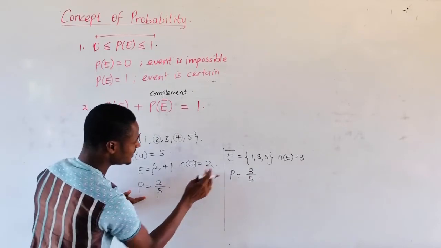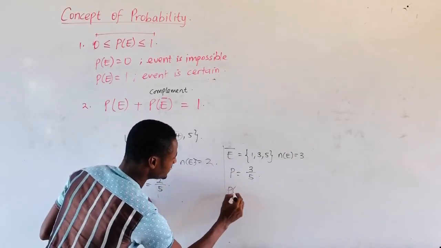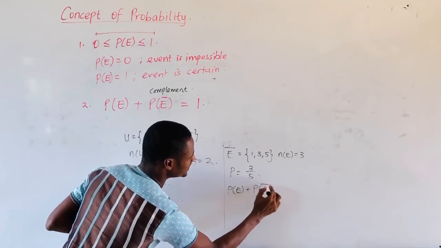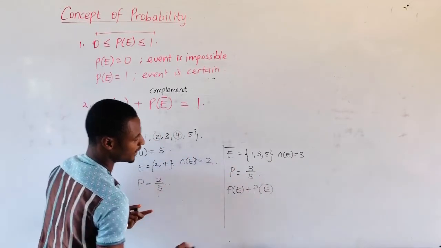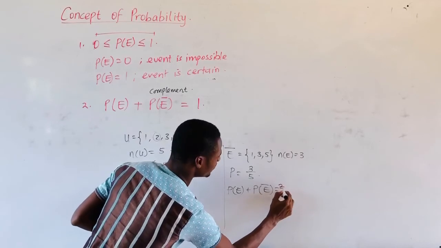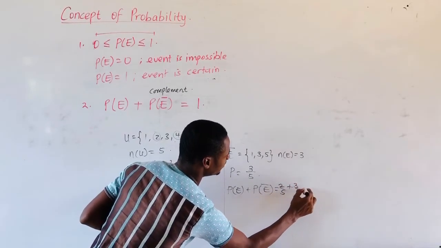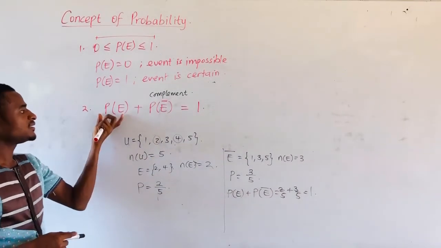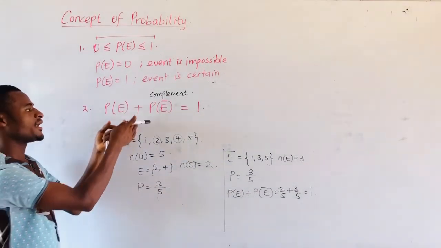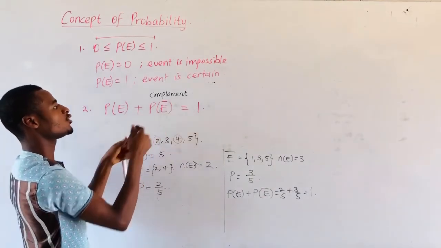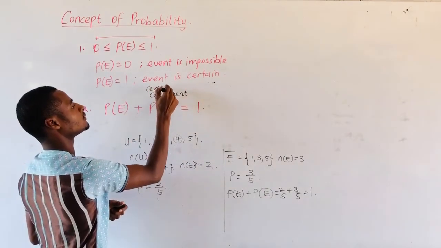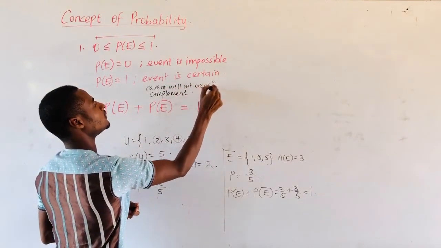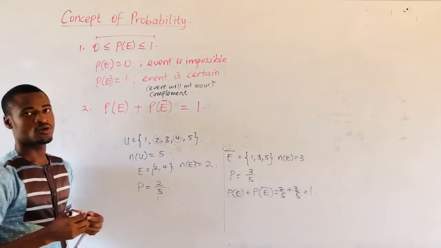When we add these two, the probability that the event will occur plus the probability of the complement, that is the event will not occur, will give us 2 over 5 plus 3 over 5. This is equal to 1. And it is always true that the probability that an event will occur plus the probability that the event will not occur is always equal to 1.